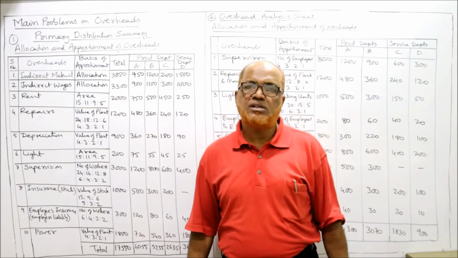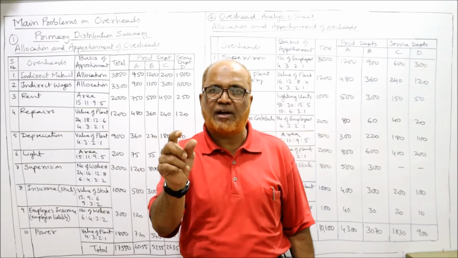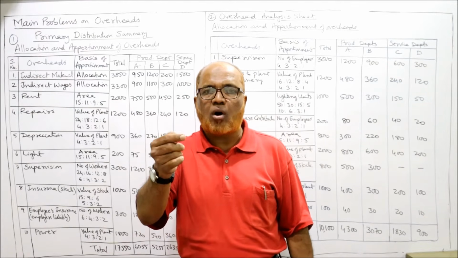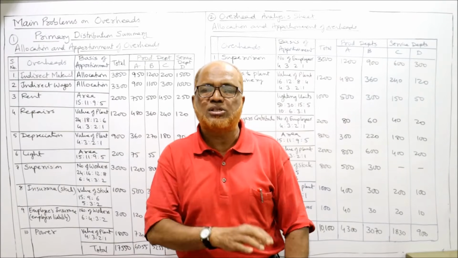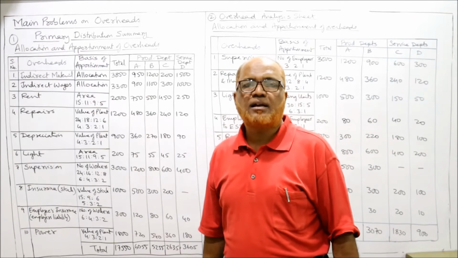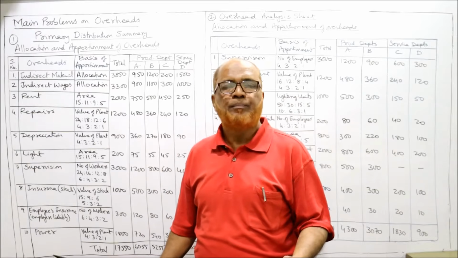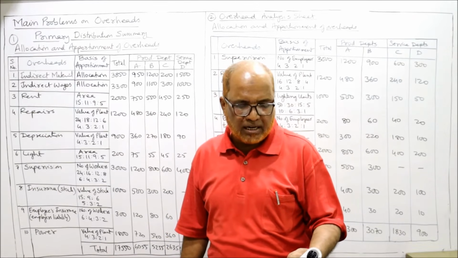Allocation and apportionment, what is the difference? Allocation means specifically charging the specific head to the particular department, whereas apportionment means a common expenditure to be divided among all the departments on some suitable basis. So here indirect material and indirect wages are separately given for every department, so we'll take them in the respective department.